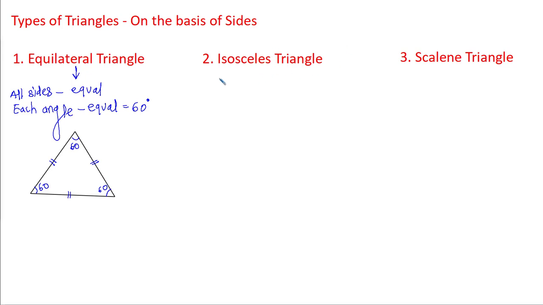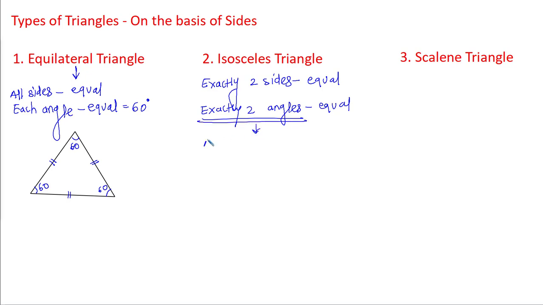Now the next is the isosceles triangle. An isosceles triangle is a triangle in which exactly two sides are equal. And exactly two angles are also equal. Now which two angles are equal? The angles opposite to the equal sides are equal.